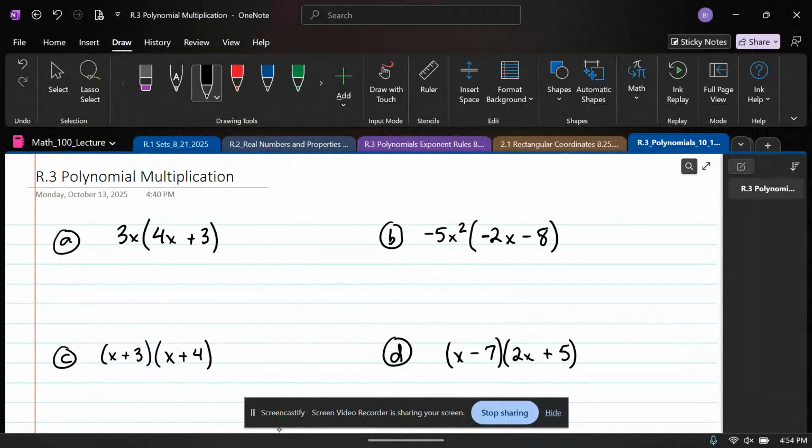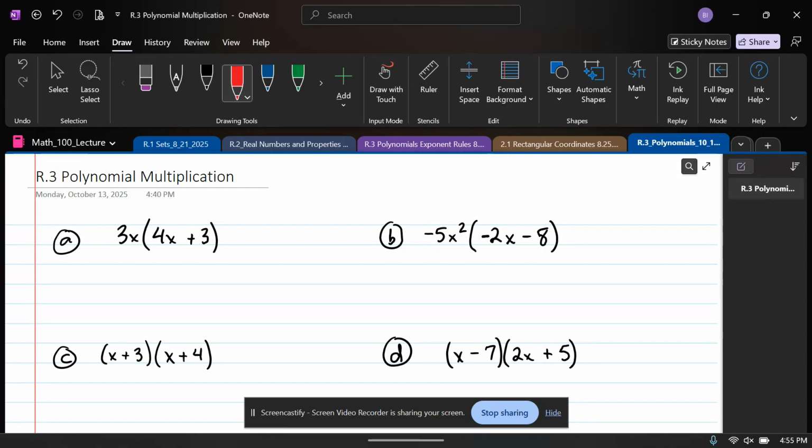All right, so the first section tonight, we're going to refresh ourselves on multiplying polynomials together. A really easy lesson in this particular section. So we're multiplying out 3x. For the first example there, we're multiplying out 3x times 4x plus 3.